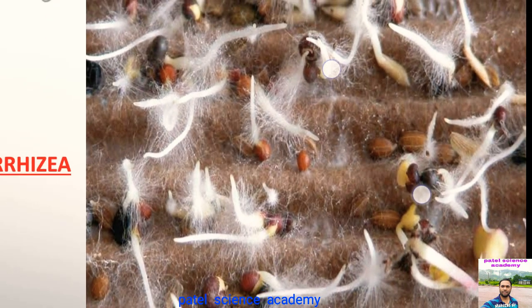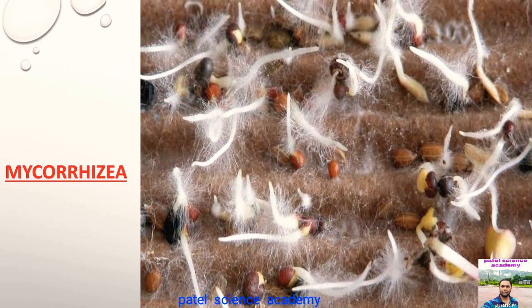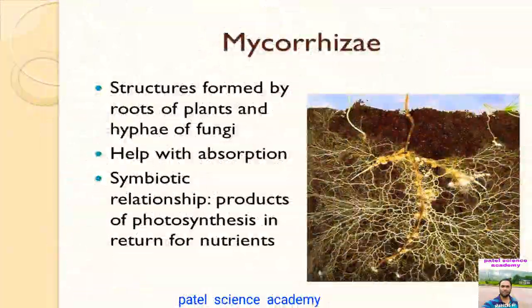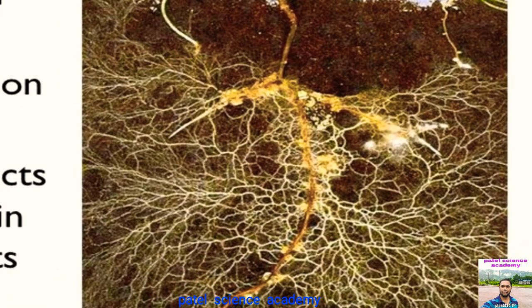So dear students, what are ectomycorrhizae and endomycorrhizae? Ectomycorrhizae have well developed mycelium. As you know, the structure formed by the roots of the plants and the hyphae of the fungi helps with absorption, and in the symbiotic relationship the plant gives products of photosynthesis in return for the nutrients. So in detail, there are two types of mycorrhizae, ectomycorrhizae and endomycorrhizae.